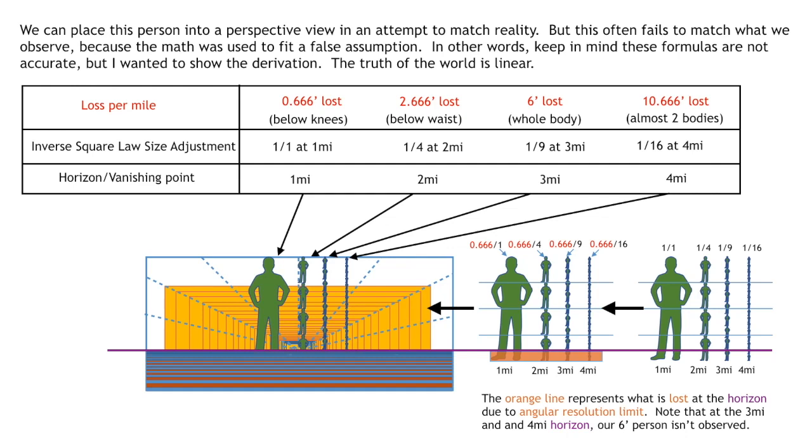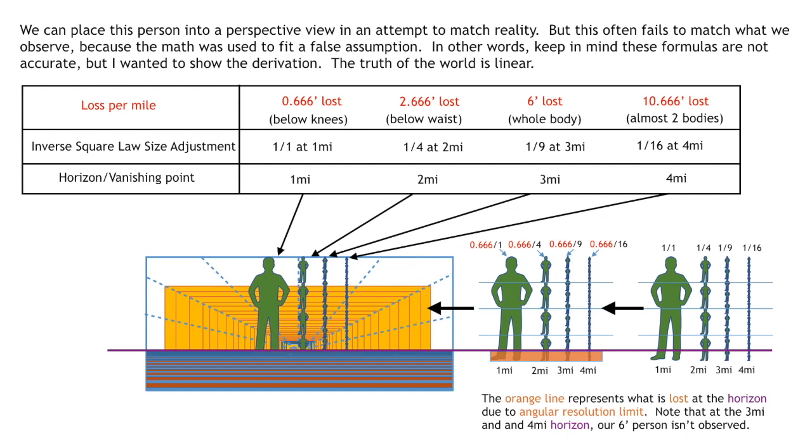So you can see the conversion there going from right to left, and then you can just place that person within the horizon line and you see what you are going to get chopped off at various distances. So our one person here is going to get his legs chopped off at 1 mile. He's going to get half of his body chopped off at 2 miles. We're going to lose an entire person at 3 miles, and almost 2 entire people at 4 miles. It's just going to keep going from there.